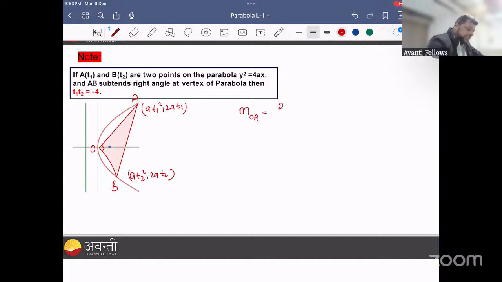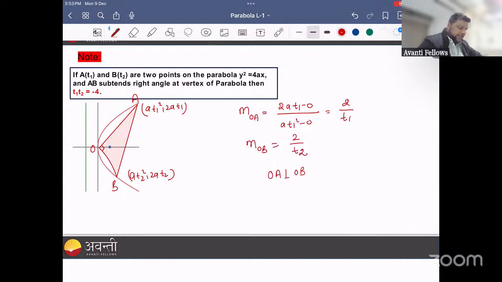So slope of OA is what? Slope of OA is (2a t1 minus 0) upon (a t1 square minus 0). Correct? So slope of OA is 2 upon t1. Similarly, slope of OB is what? 2 upon t2. Now they are saying OA is perpendicular to OB. So (2 upon t1) times (2 upon t2) is minus 1. So t1 t2 is minus 4. t1 t2 is minus 4. Got it?